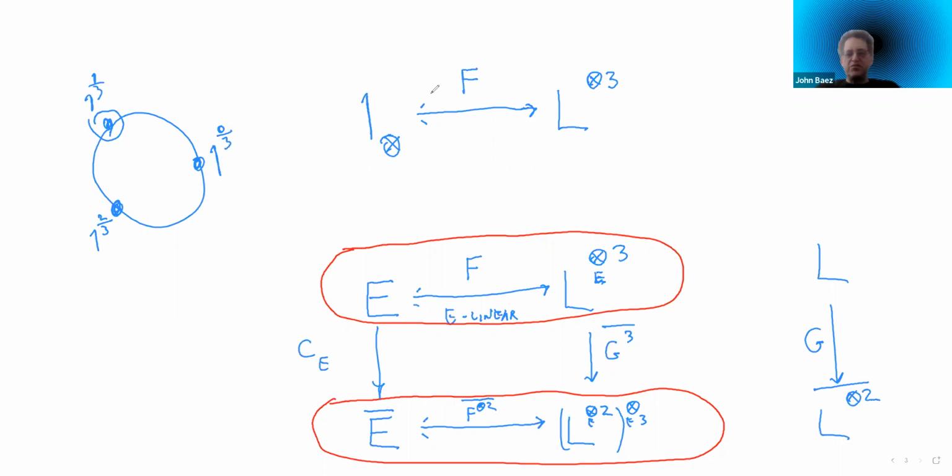Like if you pick your group, there's only finitely many bad finite fields. That's good. Yeah, that's right.